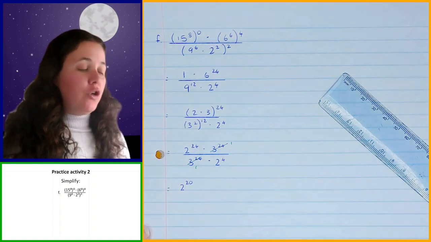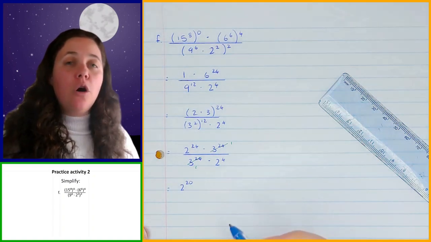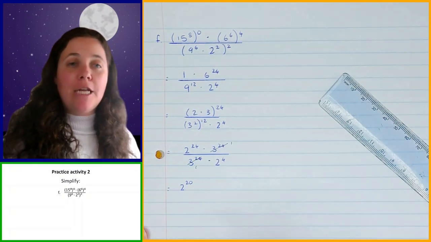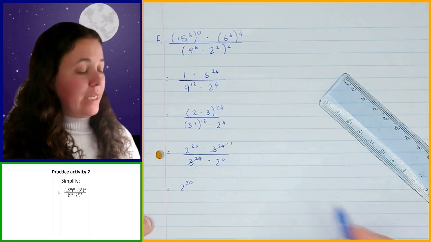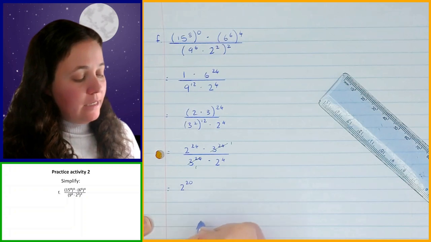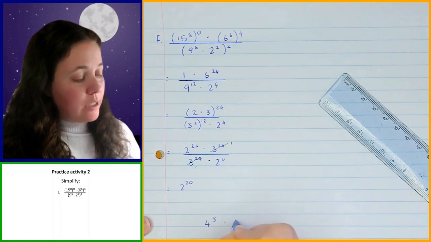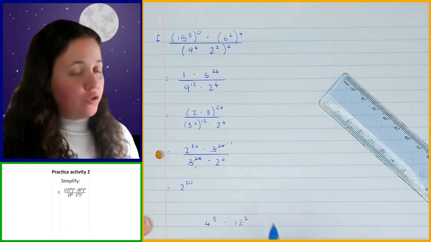Okay, I just want to quickly show you, when you are doing questions like this, sometimes it doesn't make sense to change things to products of their prime factors. For instance, if you had something like 4 to the power of 3 times 12 to the power of 2.